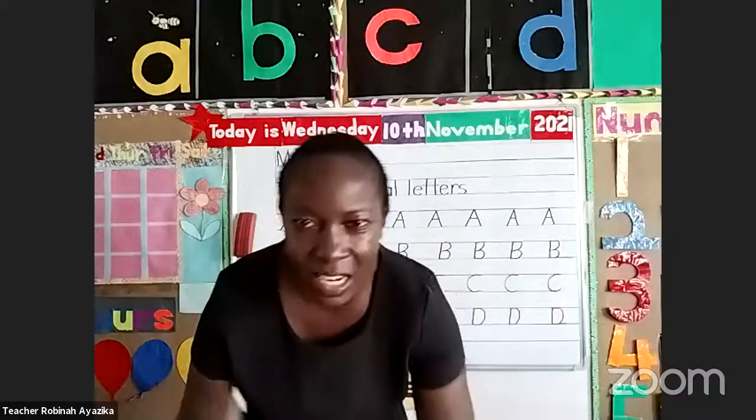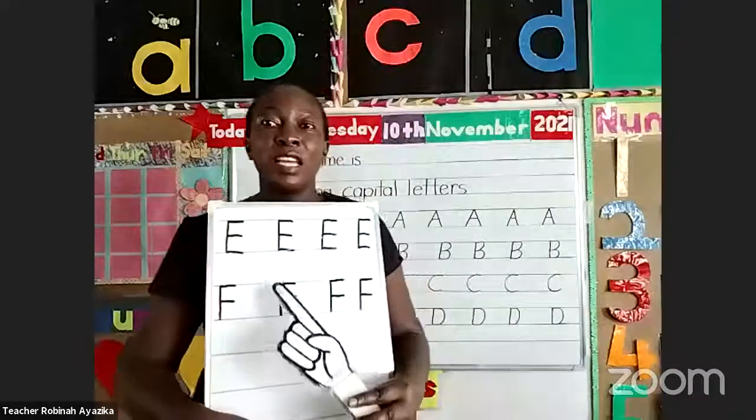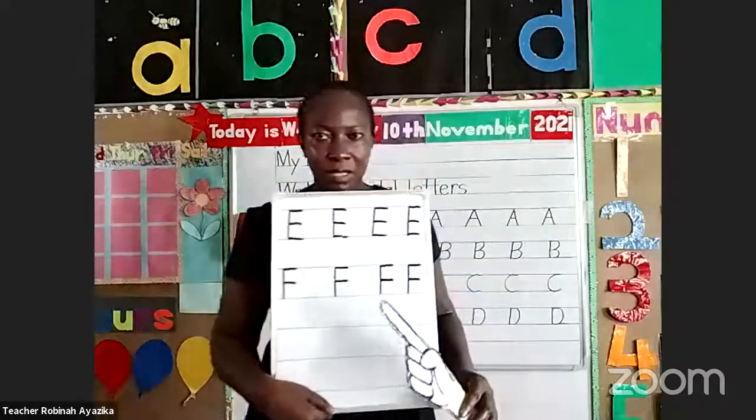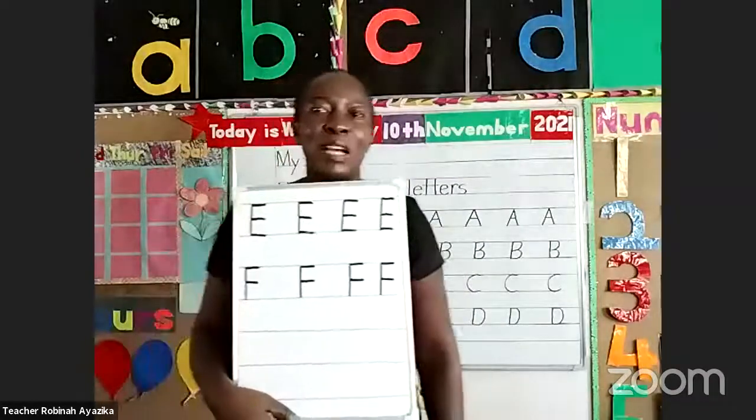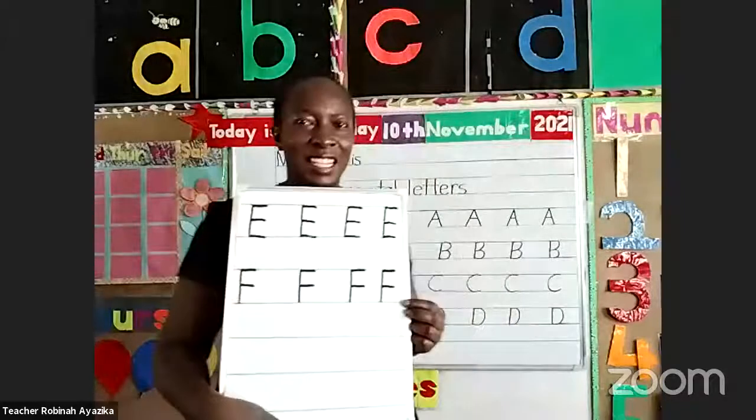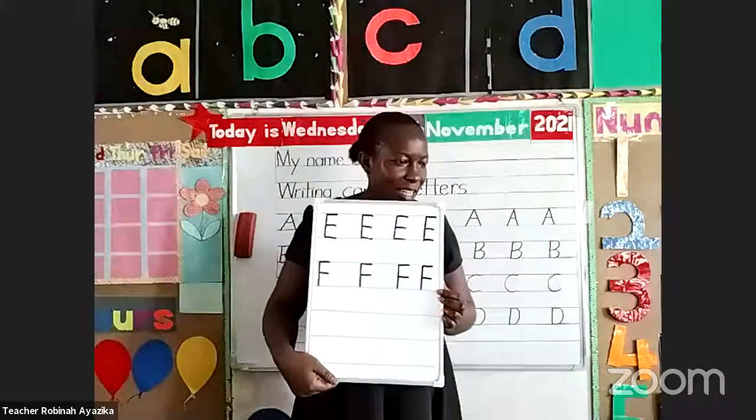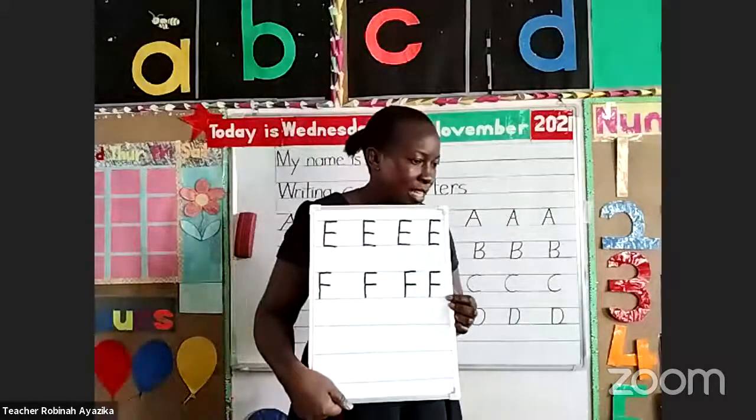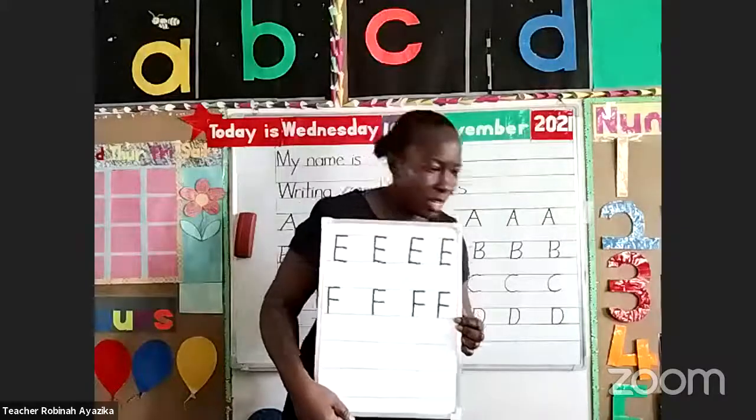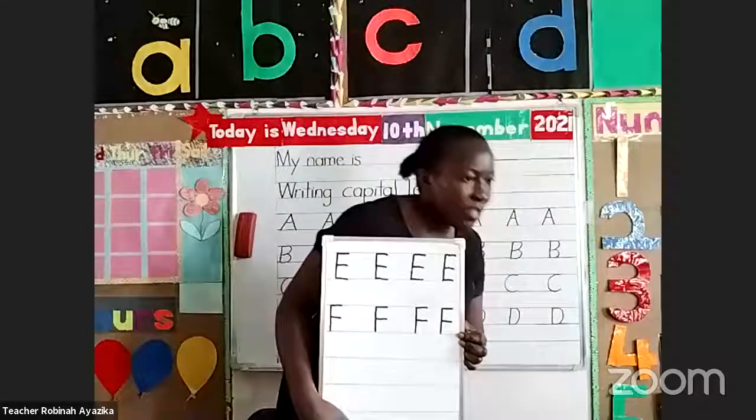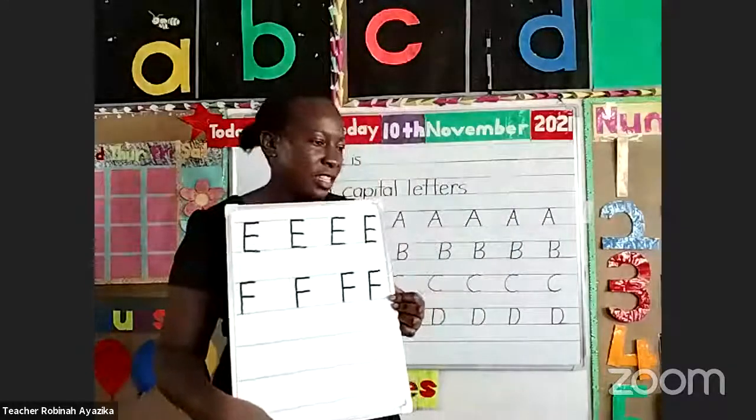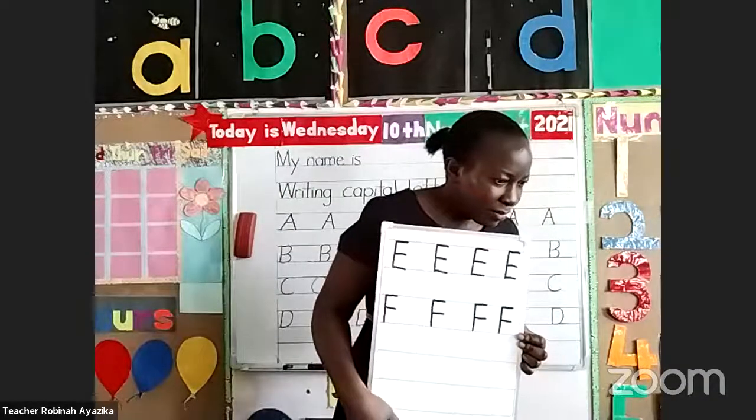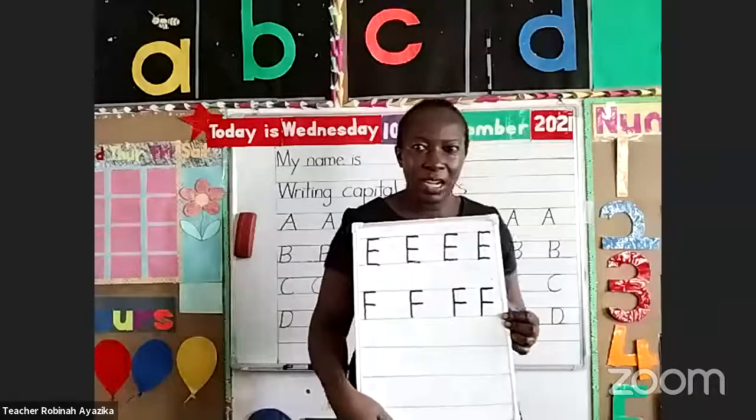Now, my dear children, if you have finished writing capital letter F, it's time for me to see what you have been writing. I want to see whether you have been writing with a good handwriting. So if you have finished, raise up your hand and we start looking at your work. Or you can just type in the chat and say, I have finished. Okay. Miracle has finished. Teacher Dennis, Teacher Charles, please spotlight Miracle's work. She has finished.